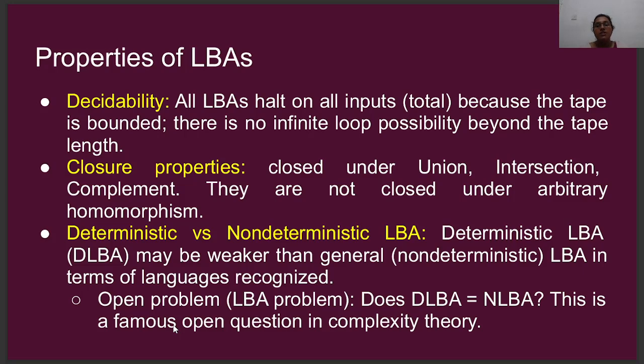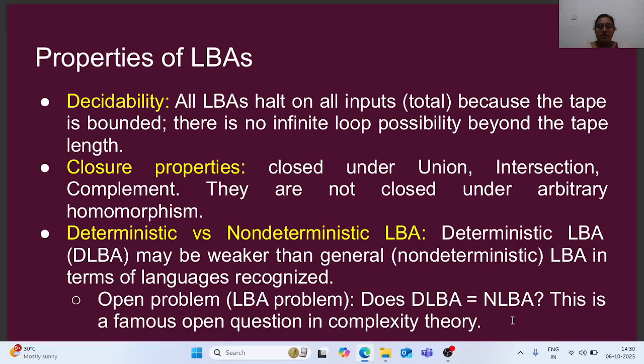Then deterministic and non-deterministic, only one thing. Non-deterministic LBAs are more general and more powerful than deterministic LBAs, and it is a debate whether all non-deterministic LBAs have an equivalent deterministic LBA. That is called the open problem or the LBA problem, and this is still an open question in complexity theory. So we cannot say that there is an equivalent deterministic linear bounded automaton for every non-deterministic linear bounded automaton. And with this, we are concluding today's lesson.